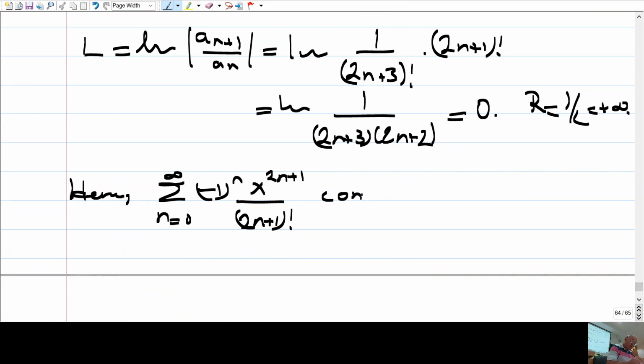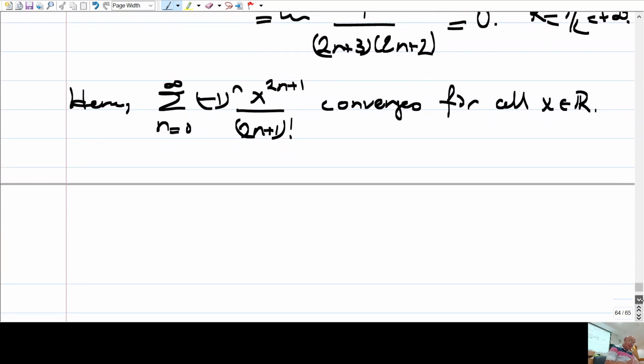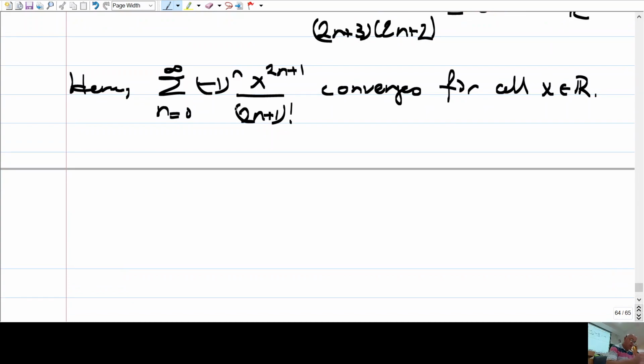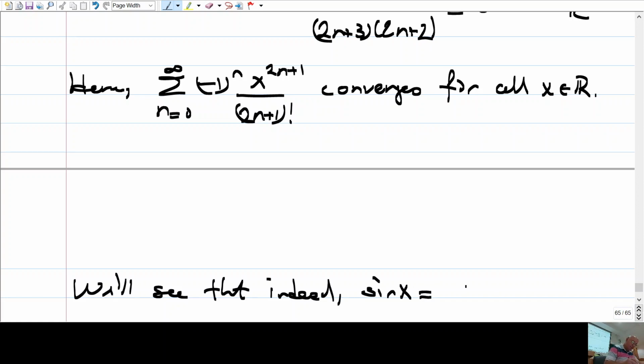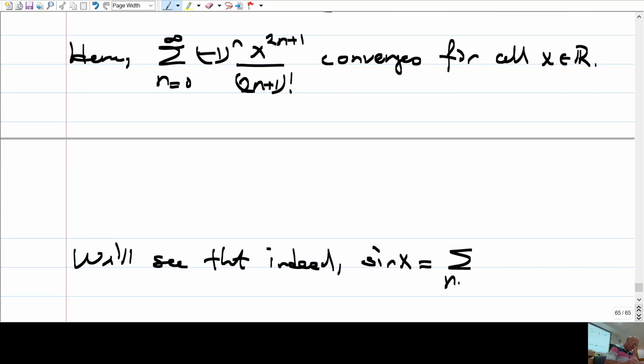Hence it converges for all x. Okay? Because the radius of convergence is infinite. However, this doesn't show that sine x is equal to this gadget. We will see soon that indeed sine x is equal to this gadget. Okay, but we haven't proved that yet.